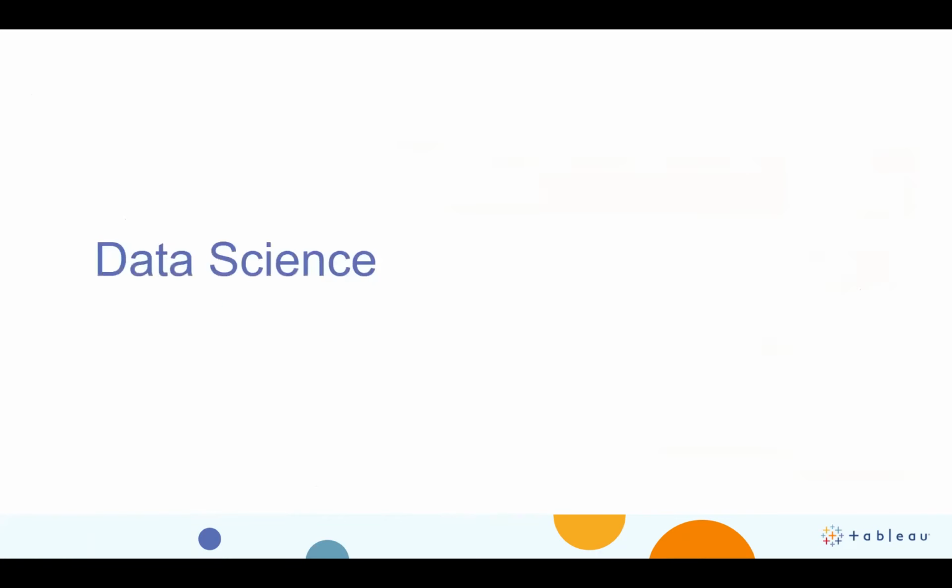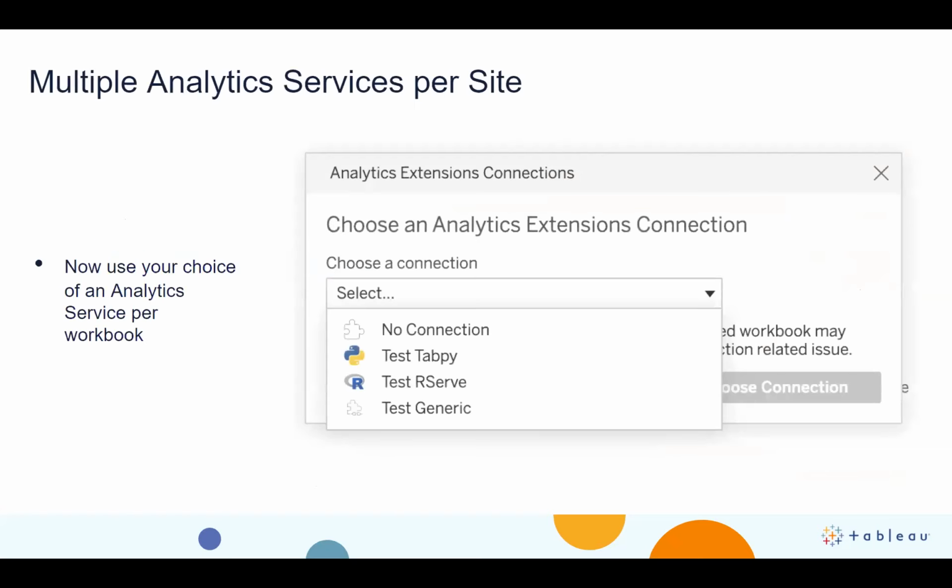All right, let's move on to the data science pillar. The big change here is we now support multiple analytics per site. What that means is we support multiple connections, which enables customers to use different connections like R, Python on the same site, or allow teams that each bring their own analytics extensions server, something like a TabPy, to deploy content on the same server or online site.